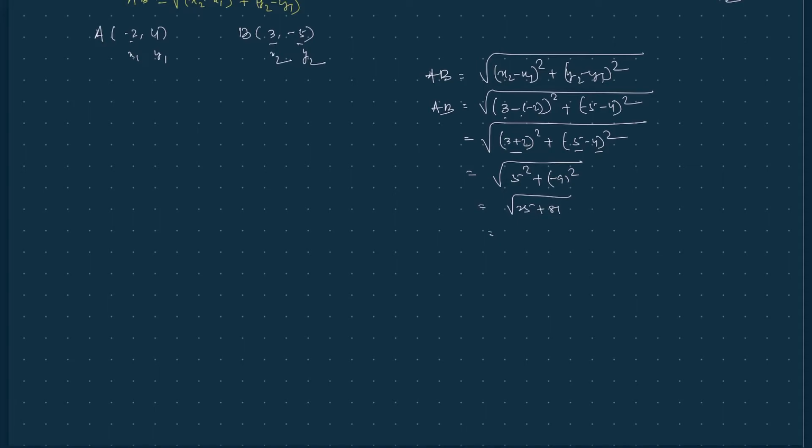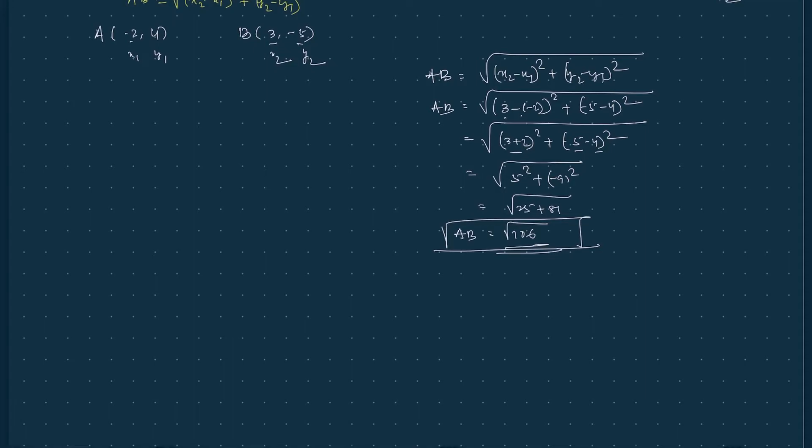So the answer will be 25 plus 81 equal to 106, under square root 106. This is the answer. What is this? AB. Okay, this is the AB. The distance from A to B is equal to under square root 106. This is the thing we need to know.